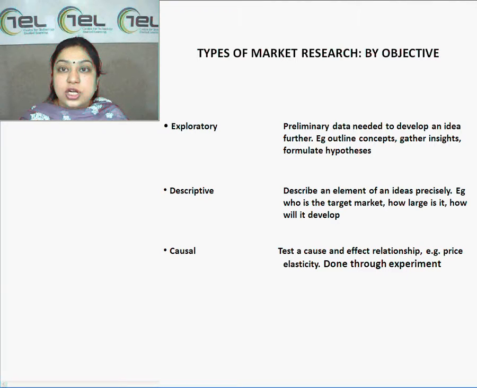Next is the causal marketing research. Under the causal, you try to test and find out the effect of a relationship. It is done, for example, in price elasticity, where you try to identify the demand of a particular product and the price of that product. Now it is done through experiments.